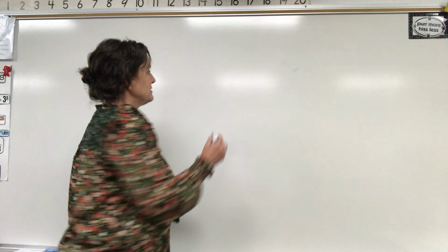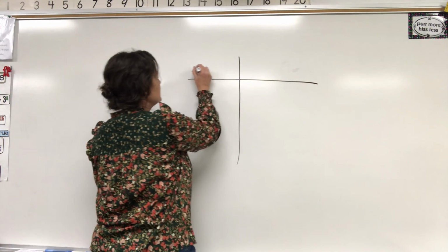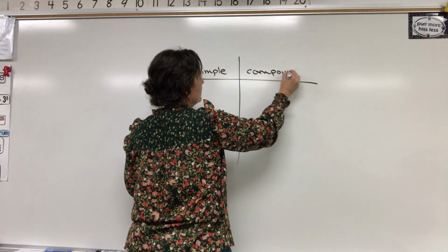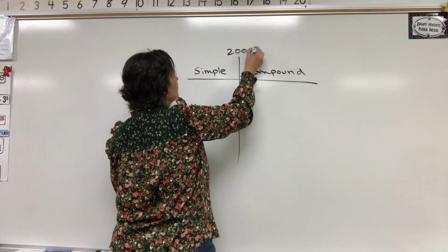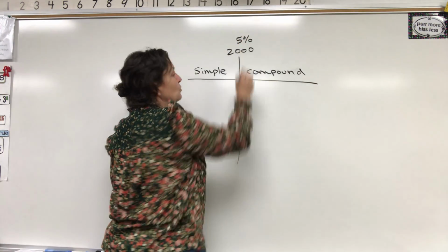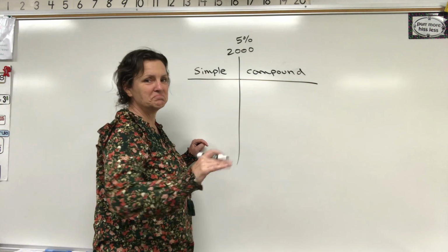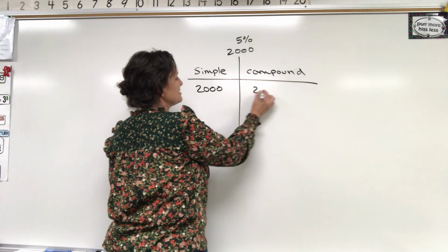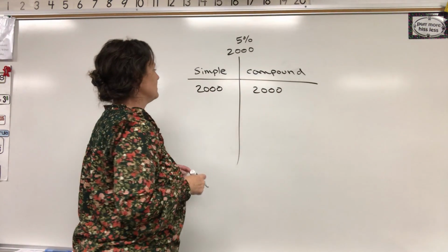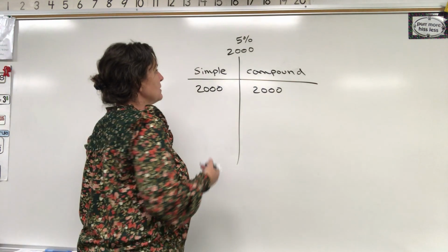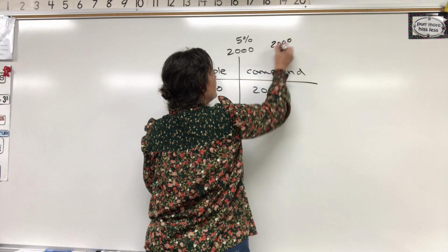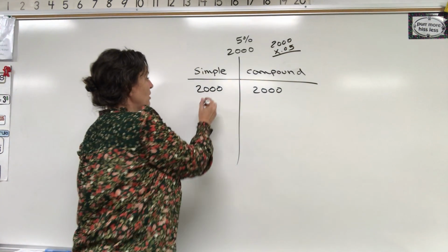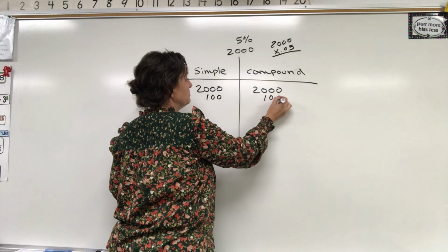So let's say you invested some money in a simple interest account versus a compound interest account. And let's say you invested $2,000 at 5%, which is never gonna happen, but that's a pretty high percentage. Okay, so you placed this principal of $2,000 in the bank, and it's gonna pay 5% interest. So if you did 2,000 in your calculator times 0.05, what you're gonna get is $100. Both of them are gonna earn $100 for a certain time period.